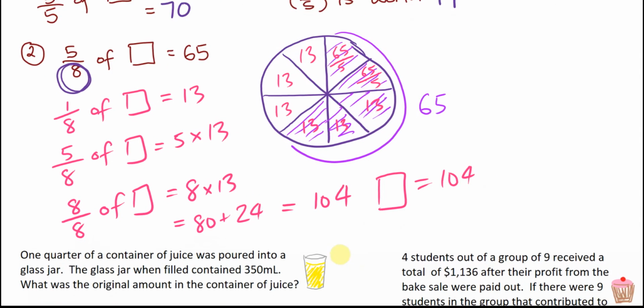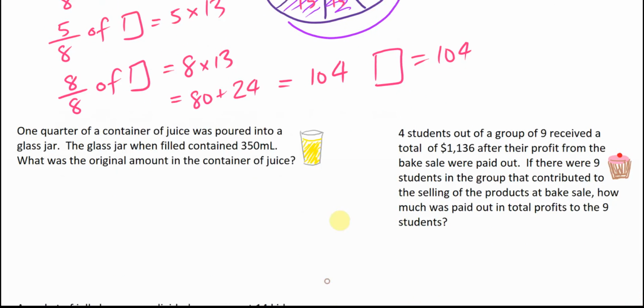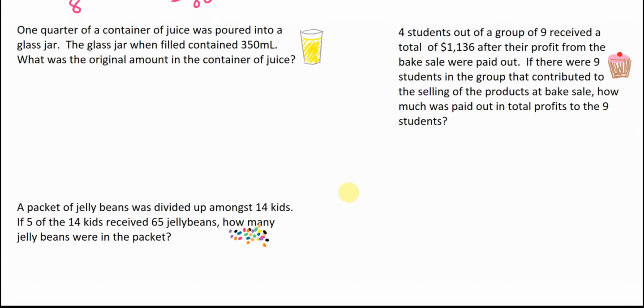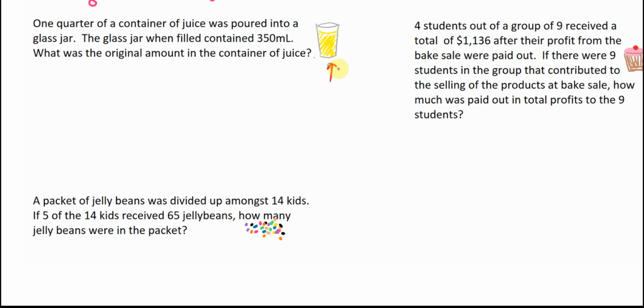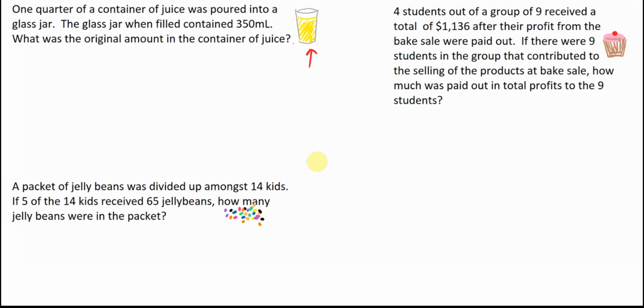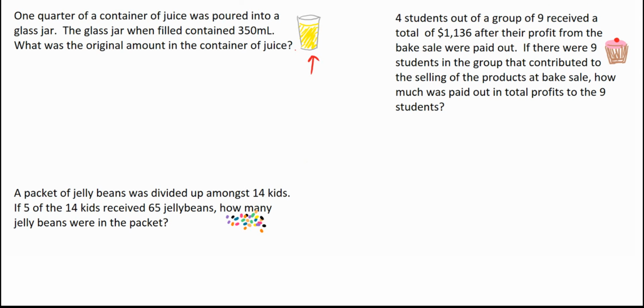Okay, what would be really good is to have a go at some word problems. So what I'll do is the first one for you, and then you can have a go at the second two. So I have 1/4 of a container of juice was poured into a glass jar. So here's my glass jar here. The glass jar, when filled, contained 350 mils. What was the original amount in the container of juice?